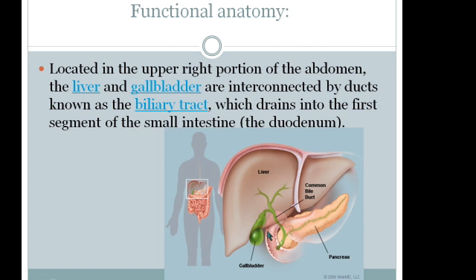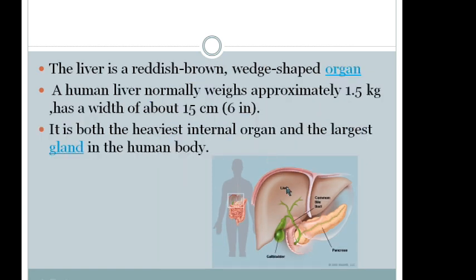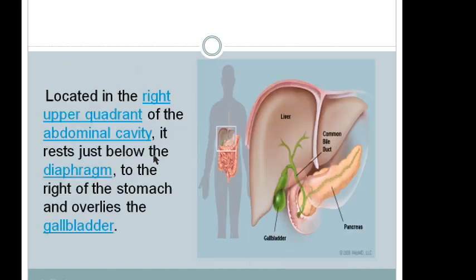Liver is reddish brown. Here you can appreciate this is a reddish brown, wedge-shaped organ. Human liver normally weighs about 1.5 kg, and is about 15 centimeter, around 6 inch, in width. It is both the heaviest internal organ and the largest gland in the human body.